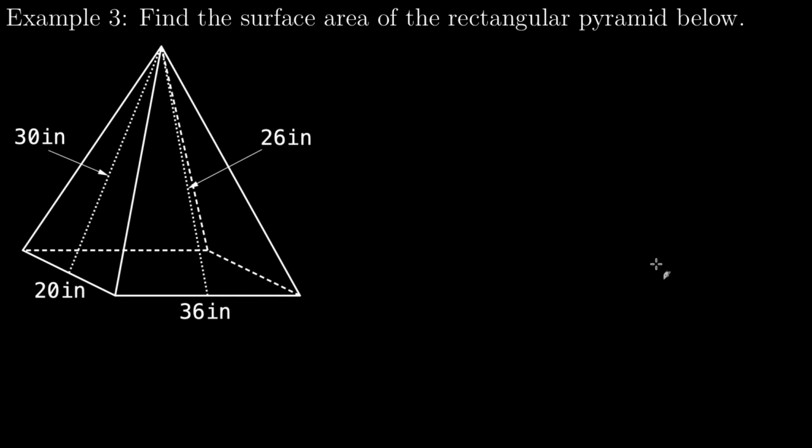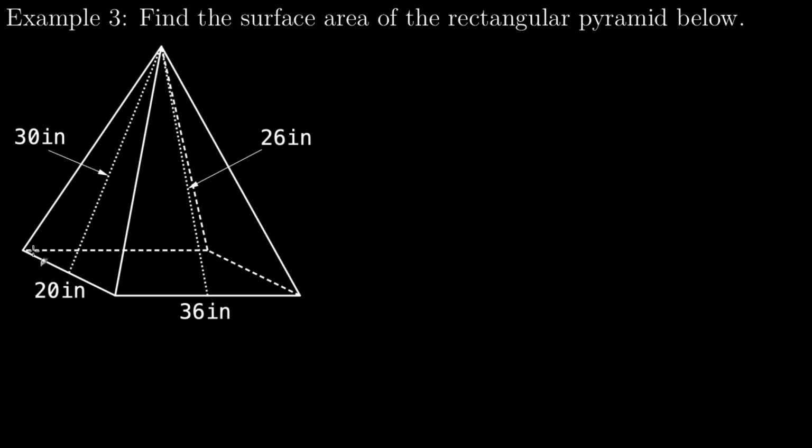Next problem. Find the surface area of the rectangular pyramid below. And I see larger numbers. Not a problem, but I'll just probably want to go to the calculator to find the values of some of these things. So it's also a rectangle, so this left triangle is not the same as this front triangle. They have different bases and different heights.